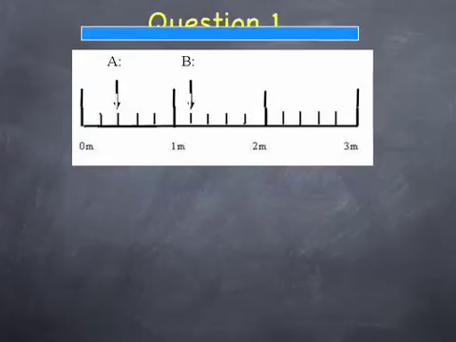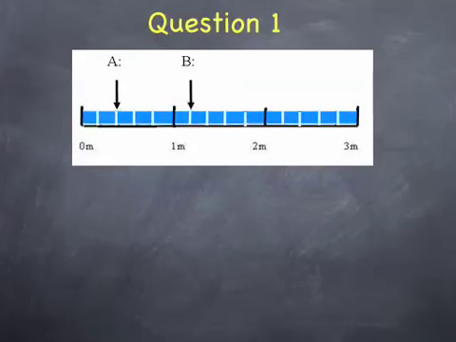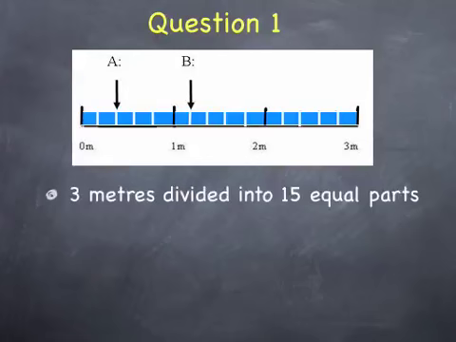What I do is I work out the whole length of the scale, which is 3 meters. That big blue section is 3 meters. And then I work out how many pieces the whole lot has been divided into. In this case, it's 3 meters divided into 15. So it's 3 divided by 15. If I type that into my calculator, or I might know this in my head anyway, I get 0.2. So 3 divided by 15 equals 0.2.